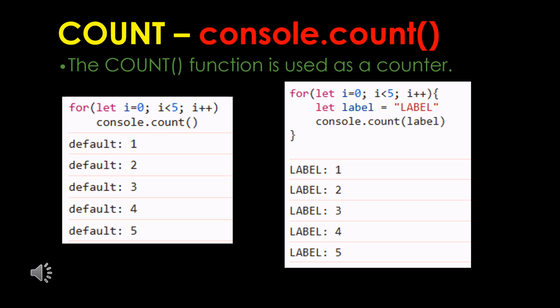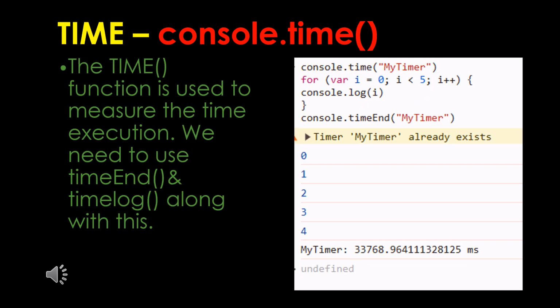Console.count, so this is used to print the count, the number of iterations it is occurring like that. Console.time, which has two values, time end and time log. So the time function will be enabled to see how much time it takes to execute a particular function. So the time will be properly printed in ms values.